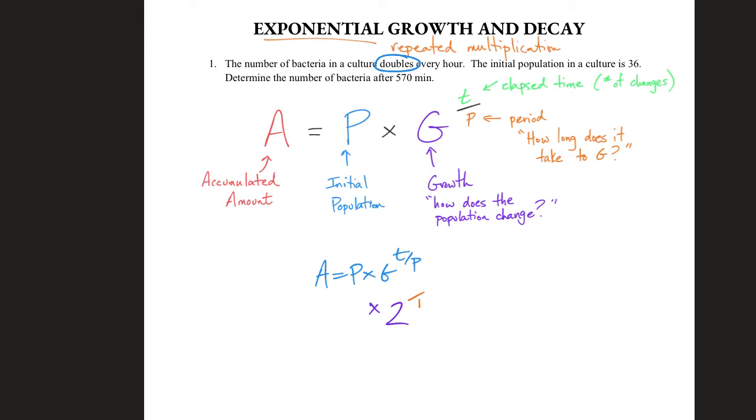I keep reading my problem. The initial population of a culture is 36. So I know that my big P is 36. The question says, determine the number of bacteria, which means I'm trying to find A. After 570 minutes, 570 minutes is my elapsed time, and maybe I plug that in. Now, I just want us to see that that would be the location of where we could sub in all of that information into that relationship. We made an error, but I just want to draw to our attention that that's the location of everything.